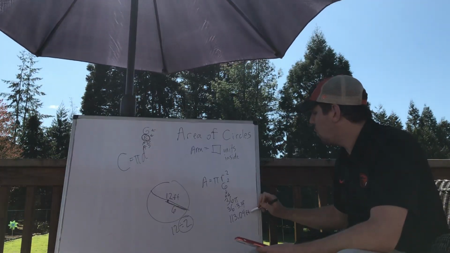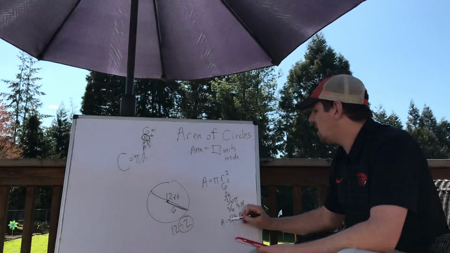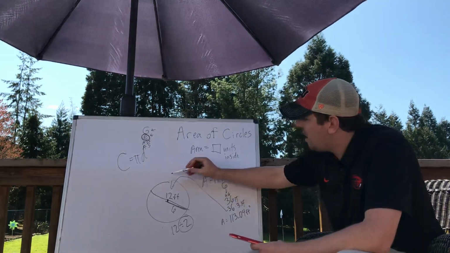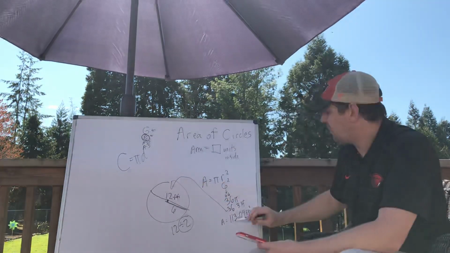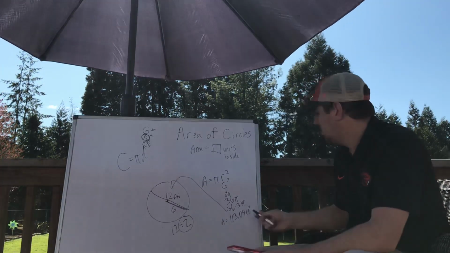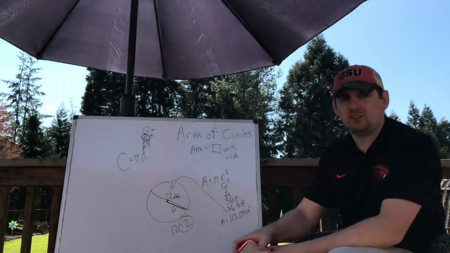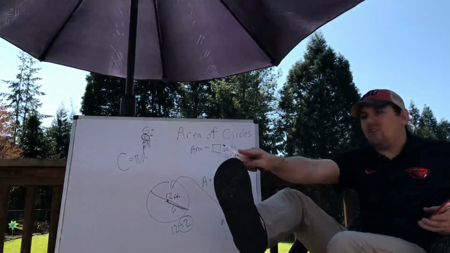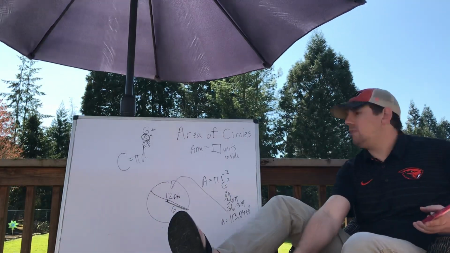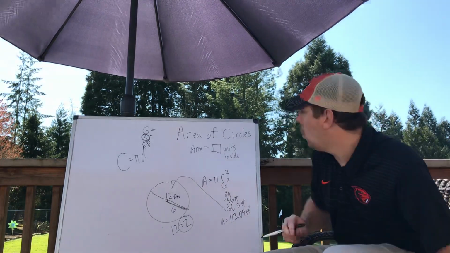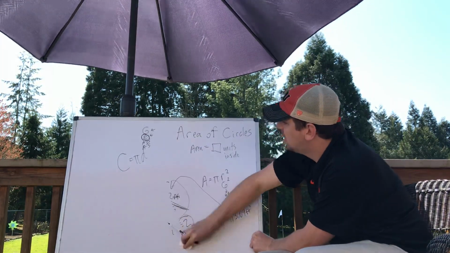113.04 square feet. That's talking about how many squares are inside of this circle. There's 113 squares. Square feet. What's a square foot? A square foot is your foot in a square. That's literally a square foot. All right, let's do a couple word problems.